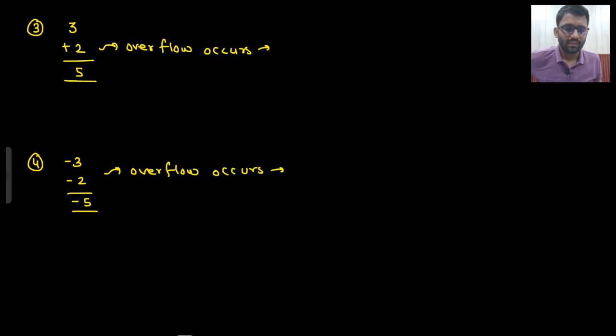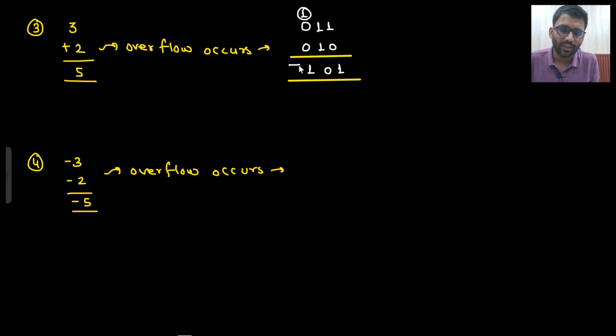Okay, let's see this one. 3 will be 0 1 1. What will be 2? 0 1 0. Perform the addition. Here I know overflow will occur because 5 will go out of the range. 1 0 1 goes here. 1 plus 0 is 1. 1 plus 0 is 1. Here there is no carry.